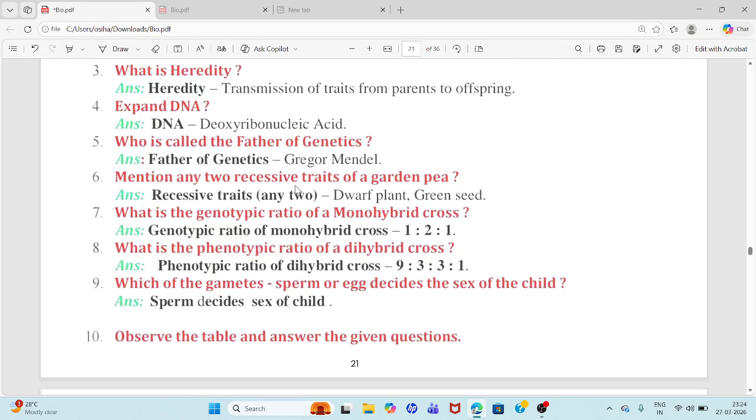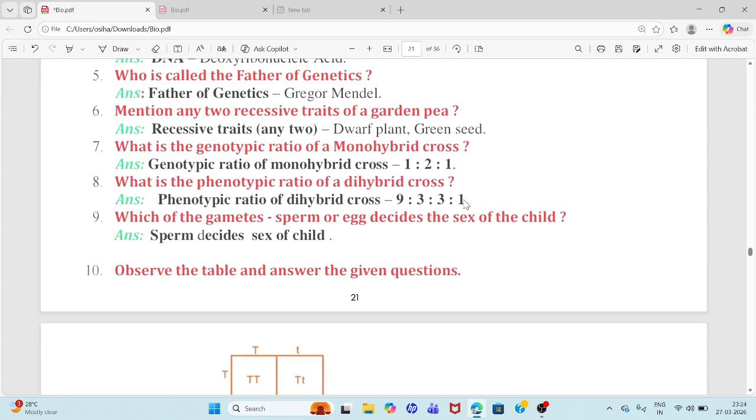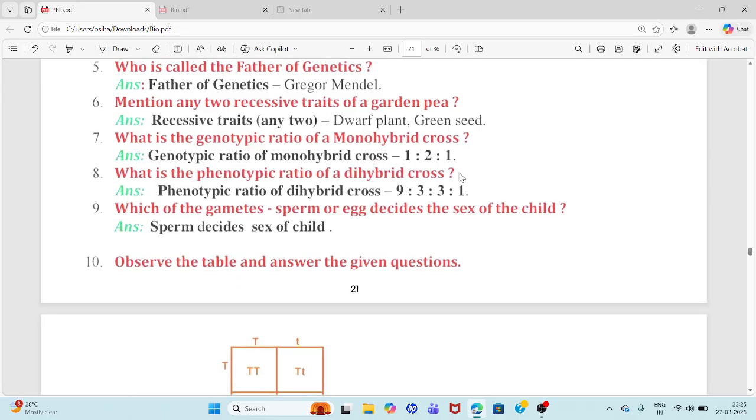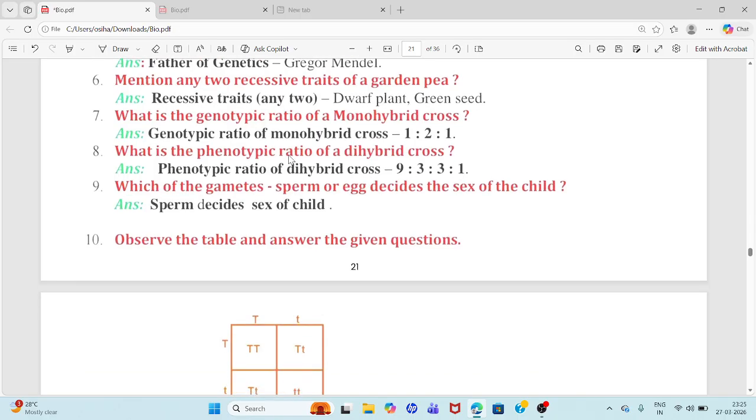Mention any two recessive traits of a garden pea. Recessive traits: dwarf plant, green seed. What is the genotypic ratio of a monohybrid cross? It is 1 is to 2 is to 1. What is the phenotypic ratio of a dihybrid cross? 9 is to 3 is to 3 is to 1.